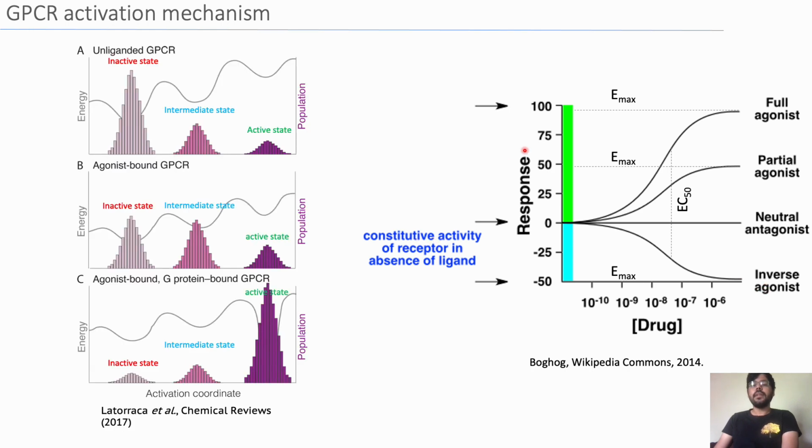To understand what an agonist does, we need to look at the population of receptors in the cell membrane. Before the binding of the ligand, the inactive state has the largest population. We still have a small number of proteins in the active state, and they are responsible for the basal activity. But after the binding of the agonist, the active state is stabilized in its energy, and we see a population shift toward the active state. After the binding of the G-protein, we have a major stabilization of the active state and a very large conformational shift.